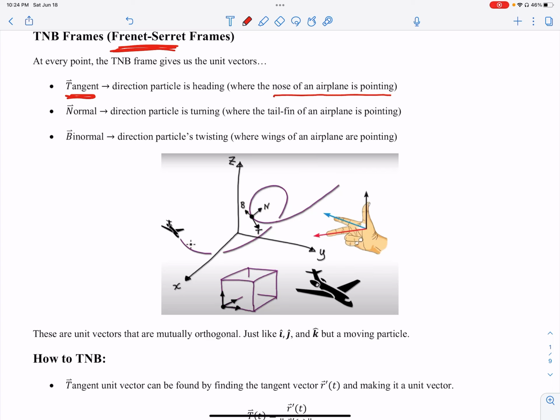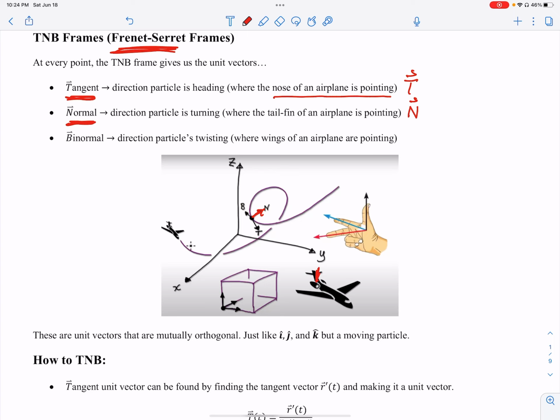The next thing we have is called the normal. And I put T and N with an arrow because that's how we note it. These are unit vectors. Even though we don't put the hat over the vector, it's still a unit vector. Normal is coming out the side. It's like the tail fin sticking out, so it makes a 90-degree angle with our tangent vector.